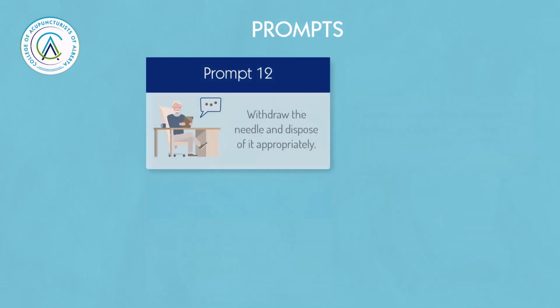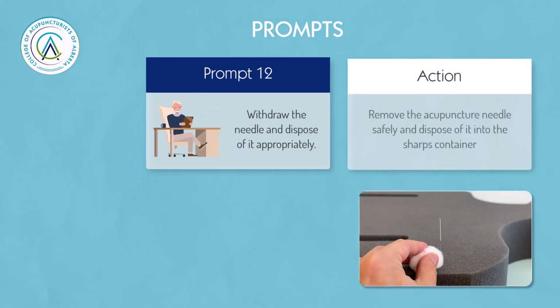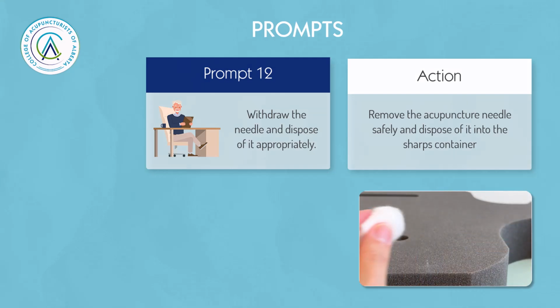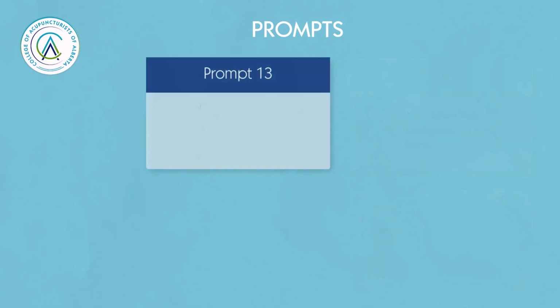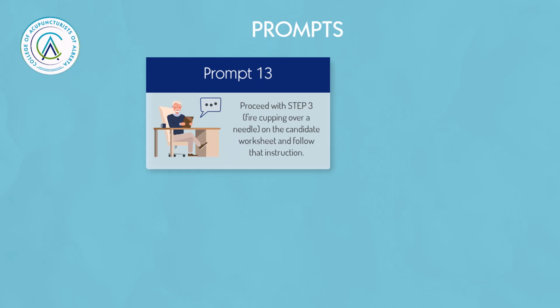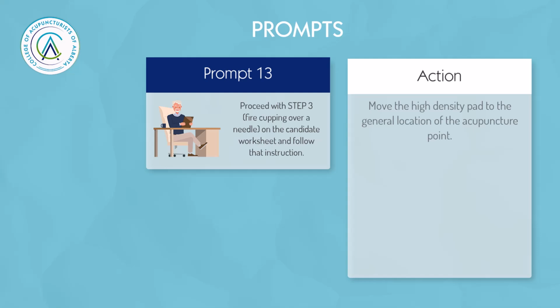Prompt: withdraw the needle and dispose of it appropriately. Action: remove the acupuncture needle safely and dispose of it into the sharps container. Prompt: proceed with Step 3, fire cupping over a needle on the candidate worksheet and follow that instruction. Action: move the high-density pad to the general location of the acupuncture point.